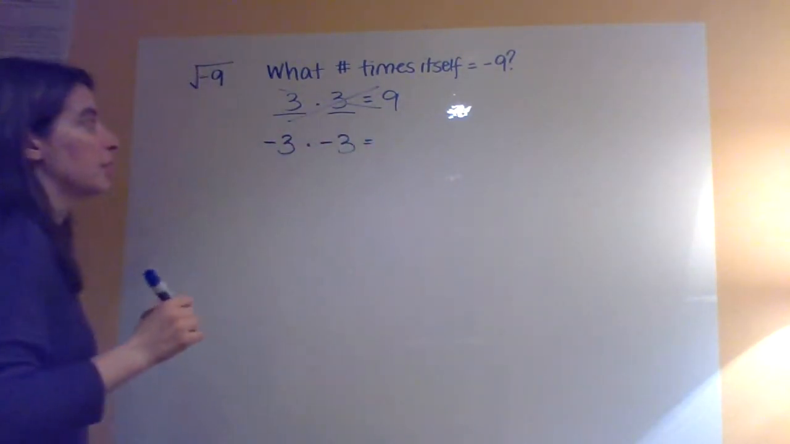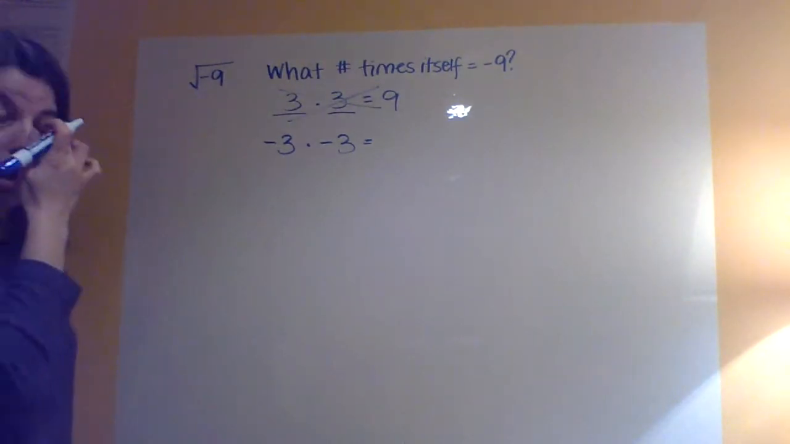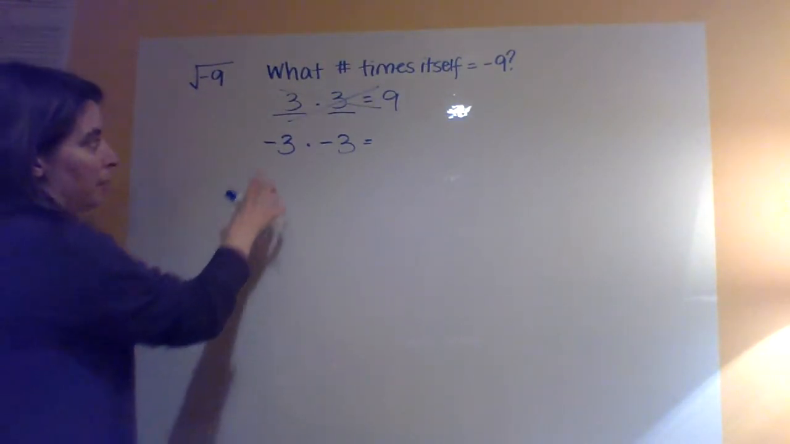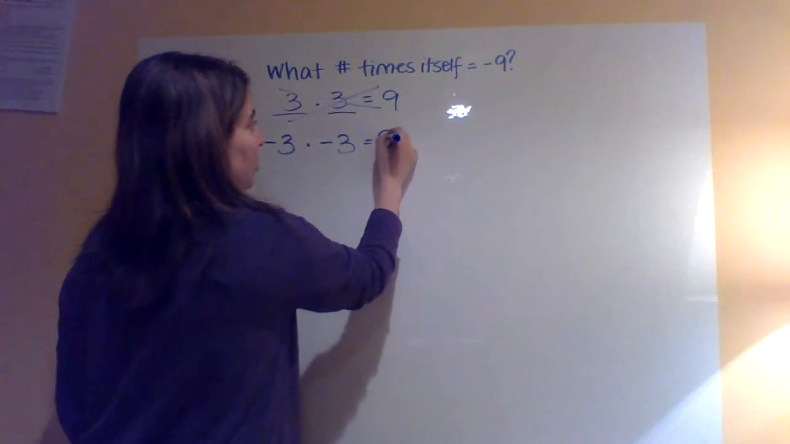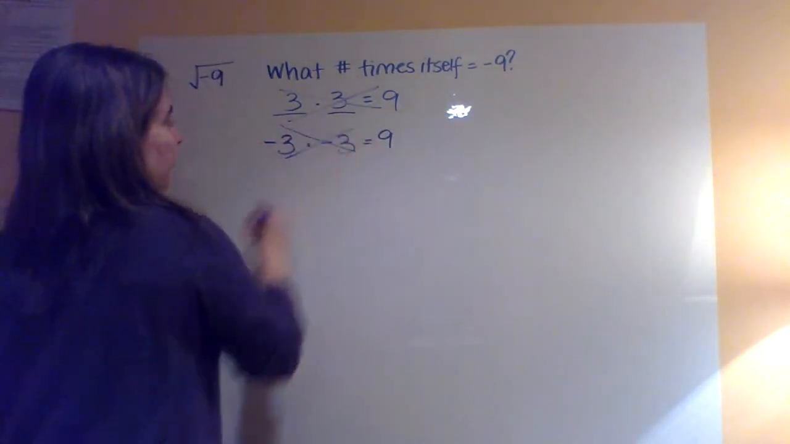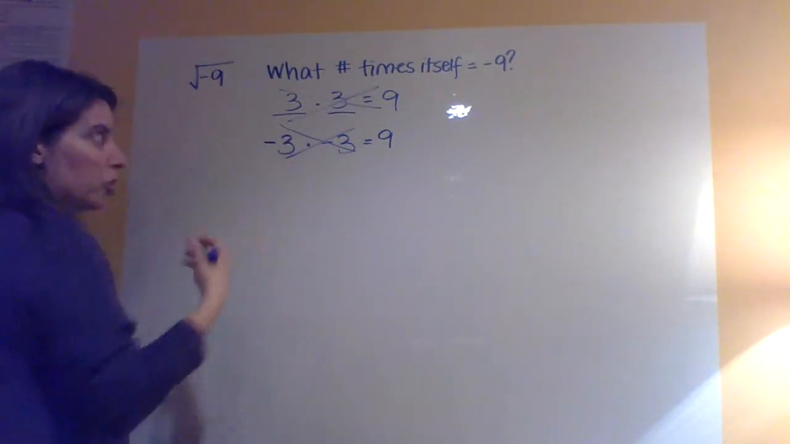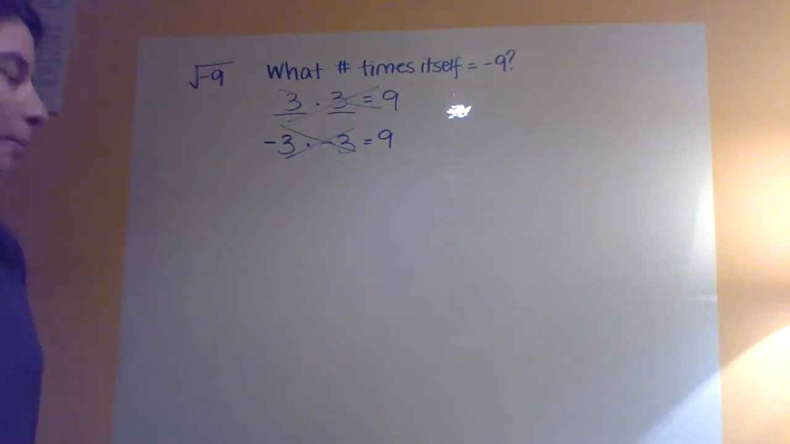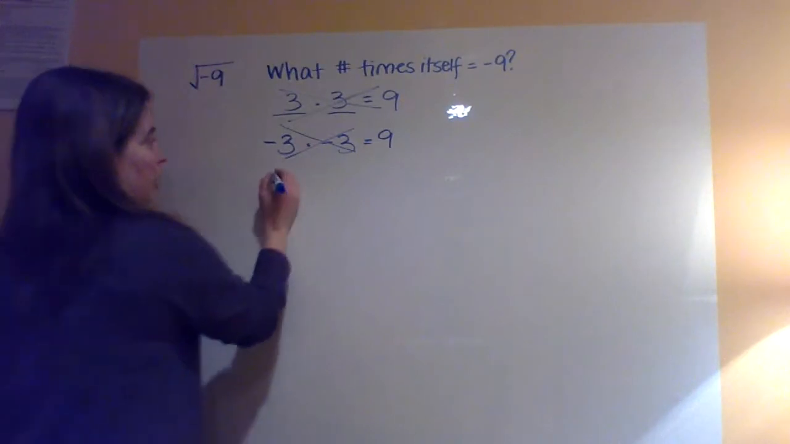There are some negatives. But then we think back to our multiplication rules with negatives, and we remember that a negative times a negative is also a positive. So that's not going to help us get to negative 9. So usually in class, we're kind of talking about this. So, let people talk it over, talk with a partner about it.